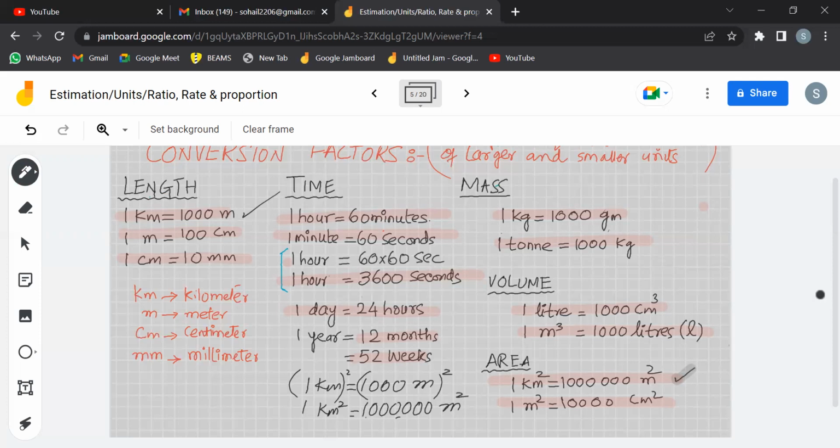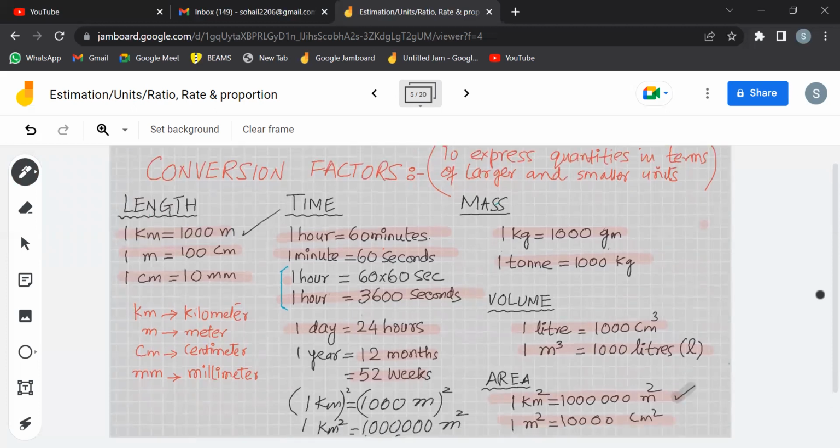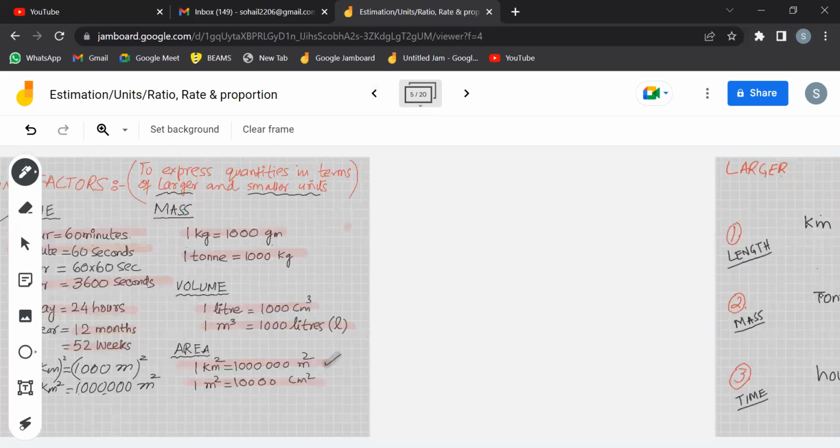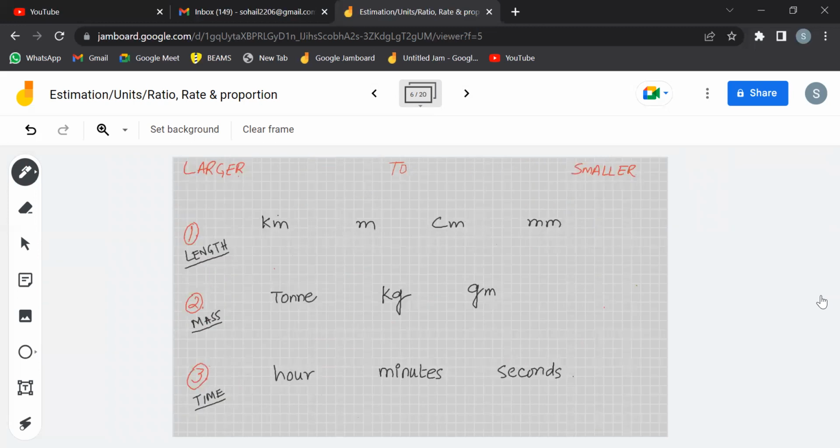So we use these conversion factors to express quantities in terms of larger and smaller units. So from larger to smaller, from smaller to larger. You should keep in mind which one is larger. So for the length, the larger is kilometer, then meter, then centimeter, then millimeter. I'm writing these from larger to smaller quantities. Keeping in mind these conversion factors, you can make this type of pattern here.